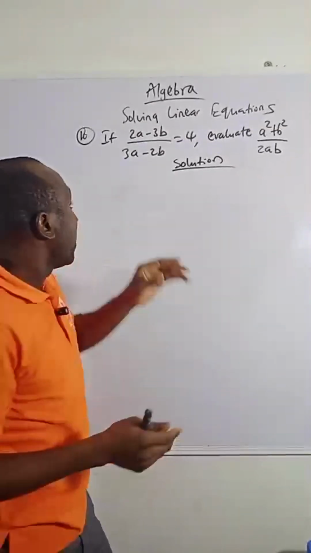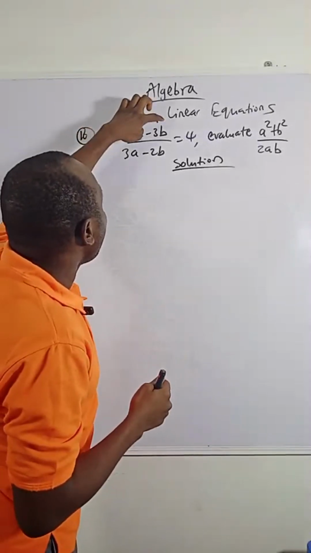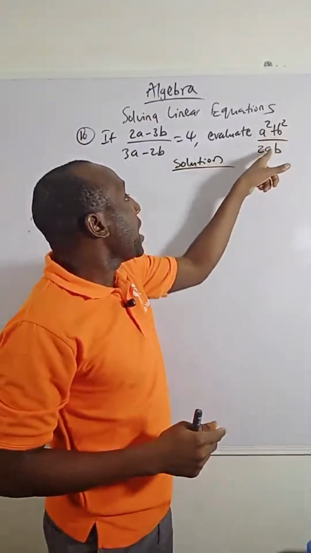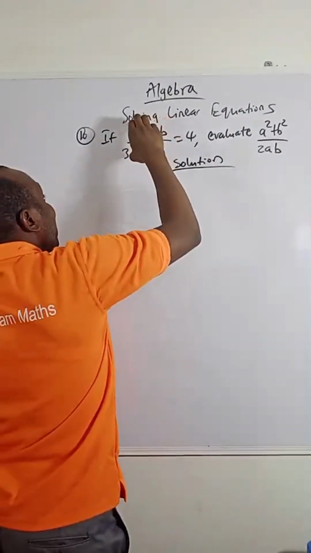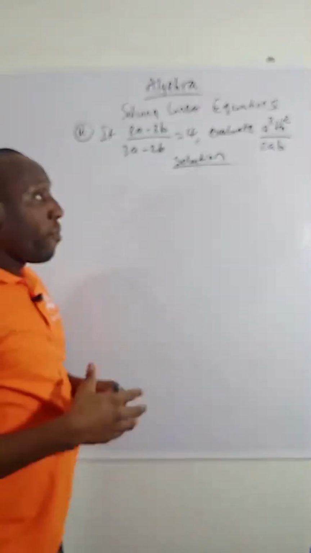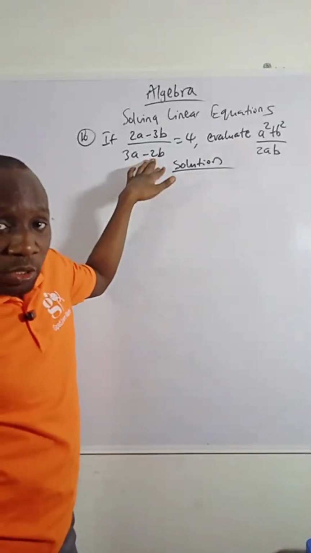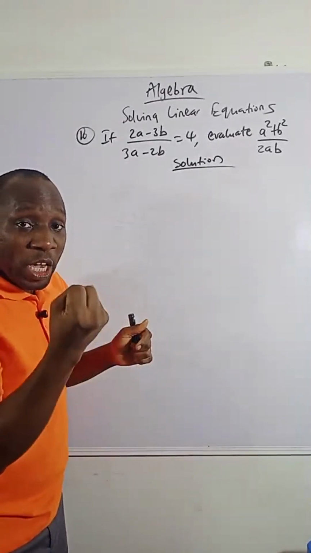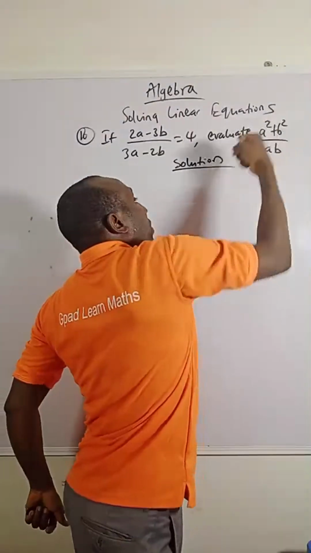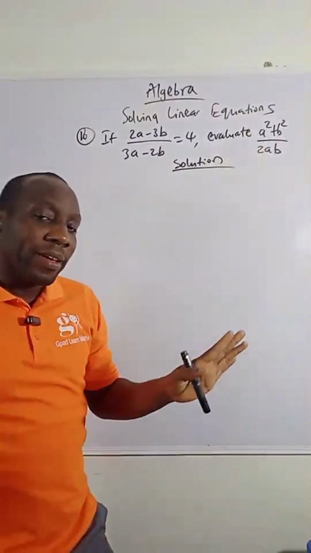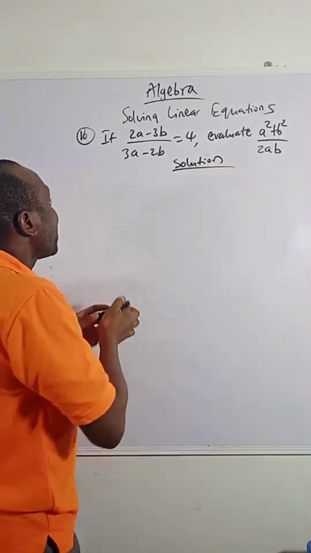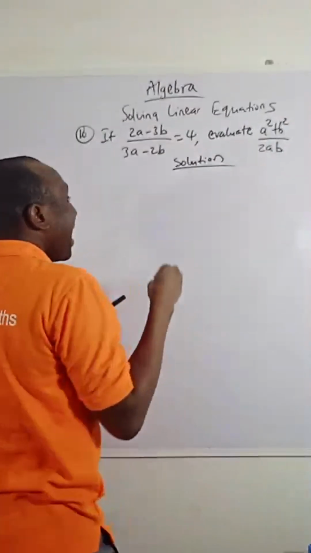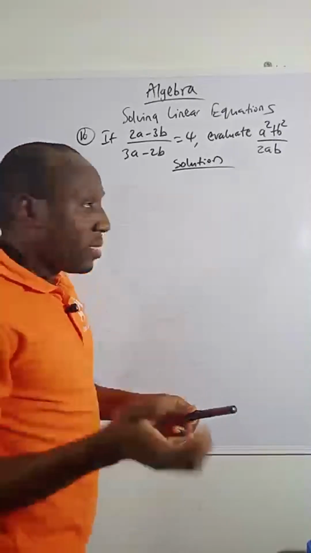Let me say it again. What you have here is a, b, a, b. You also have a and b here. If I want to simplify this, I'm going to get an expression for a or for b using this equation. That expression for a or for b, I'll plug into this one, and then simplify and get my answer. I hope that makes sense. So let's take this equation and get an expression for a or b.